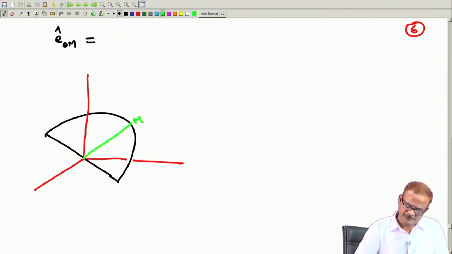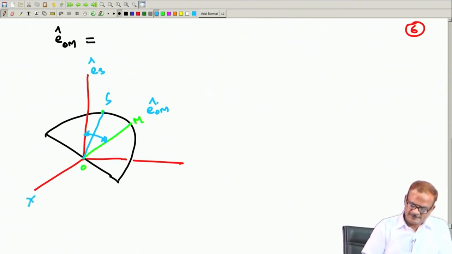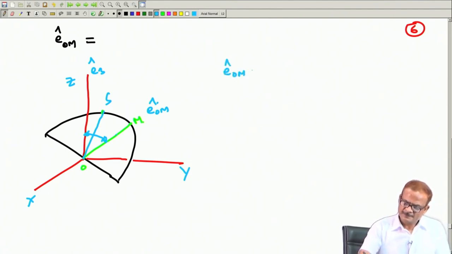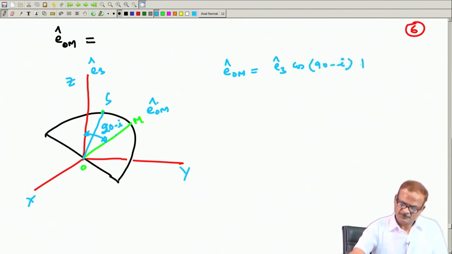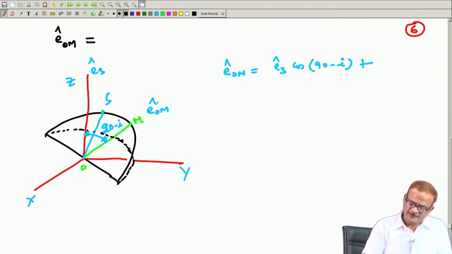This is the m direction, this is O, and somewhere here the satellite is in this place. So, this is S. Okay. So, we are looking for E O m cap. E 3 cap is along this direction, this is x, y and z. So, you can see that the E O m cap vector can be composed of this angle, which is 90 minus I. So, E 3 cap cos 90 minus I, and plus, then we have the footprint of this orbit on the x y plane.